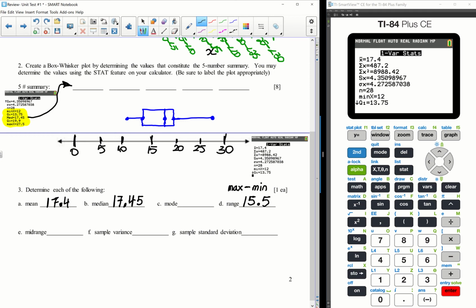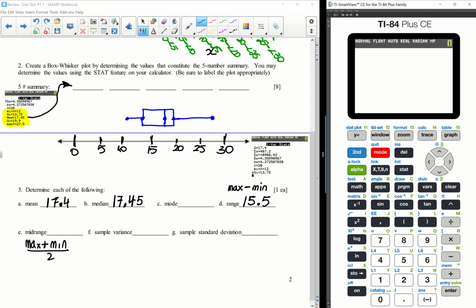The mid-range, I mentioned this when we first talked about this concept. This is the trickier one because people tend to think, well, just take the range and chop it in half. This is the average of the max and min. So this is max plus min over 2. All right, so we want to crunch those numbers. I'm taking my 12 and my 27.5, adding them together and dividing by 2. So 19.75.